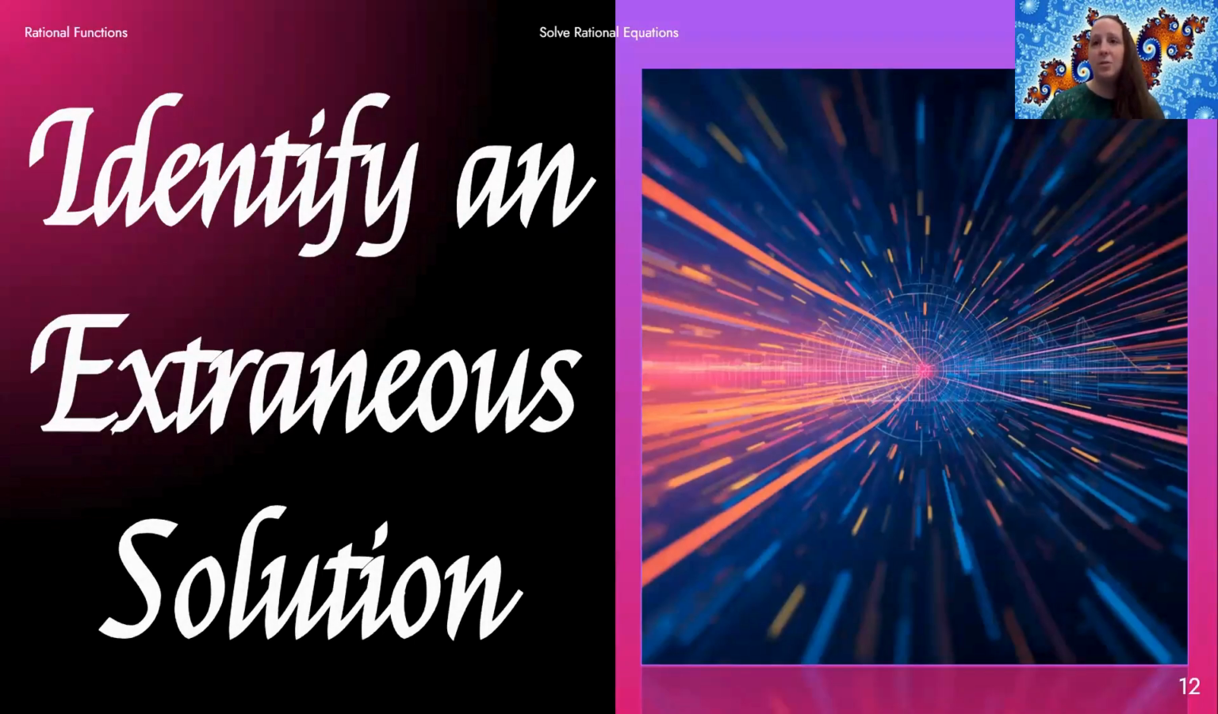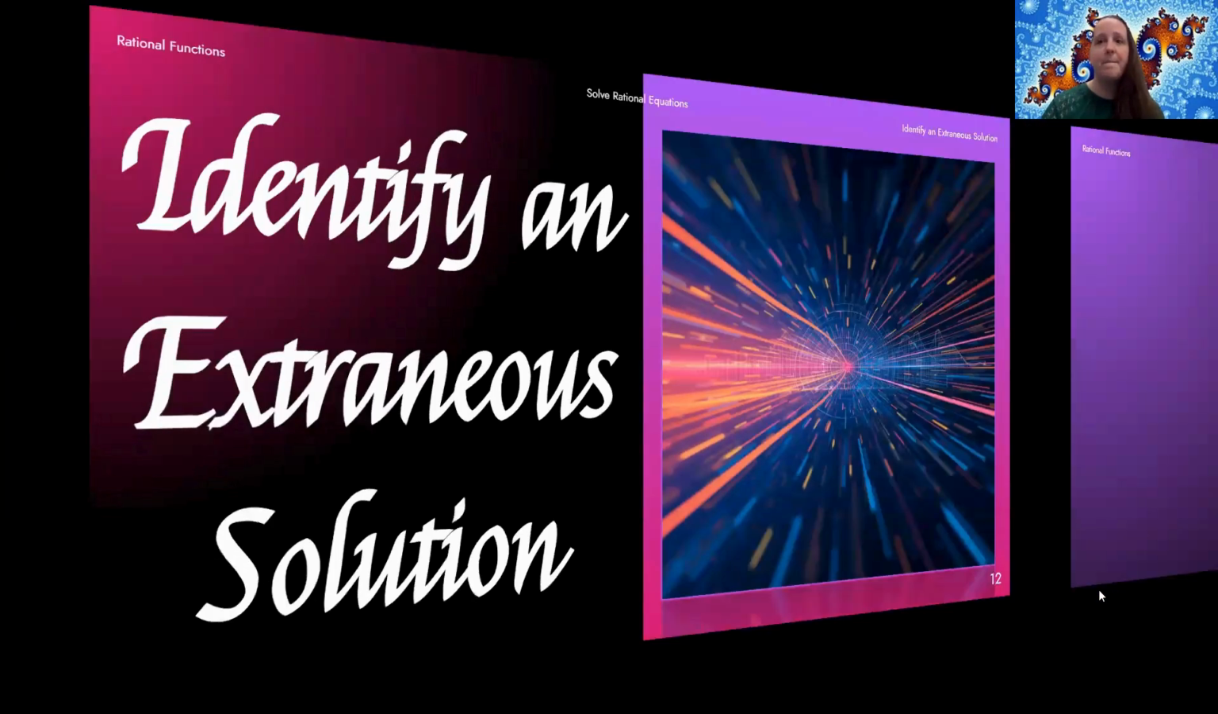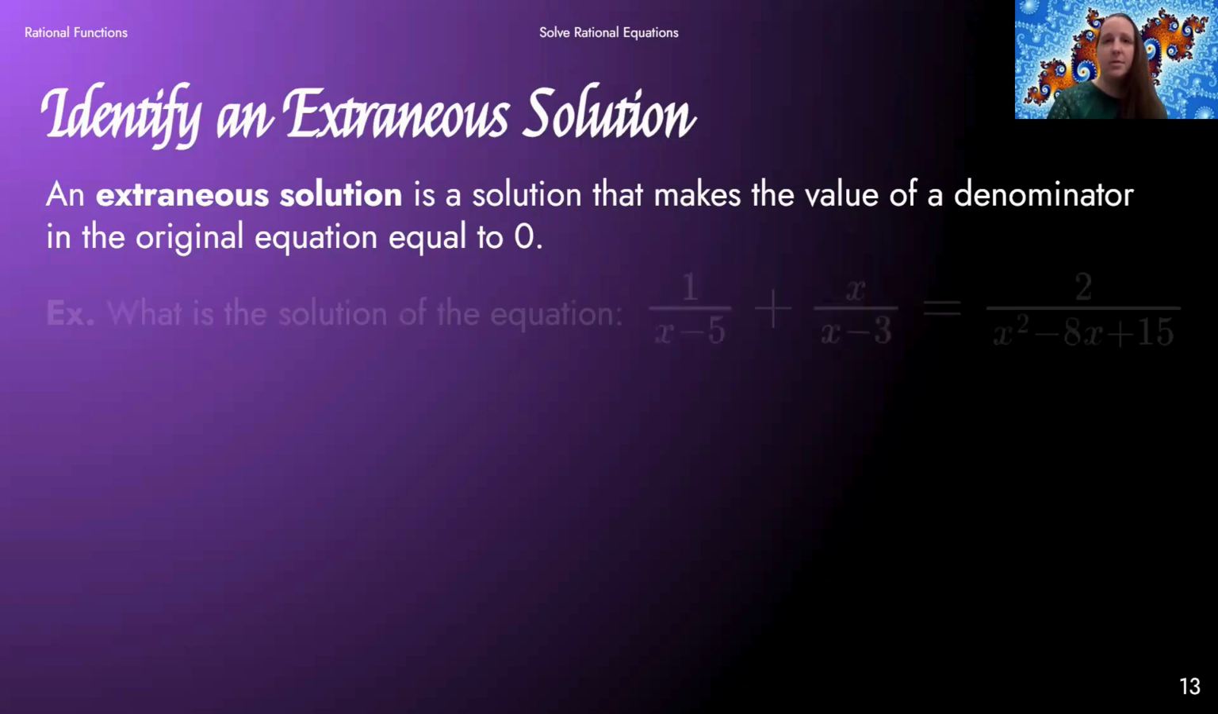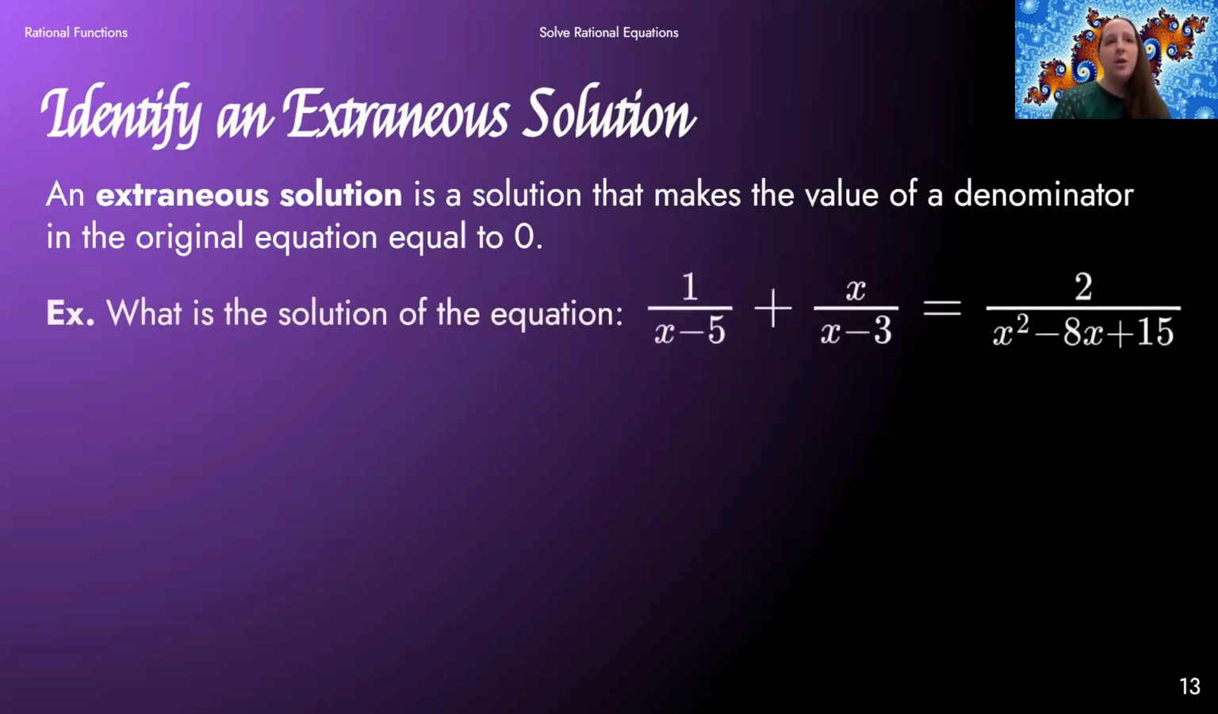Identify an extraneous solution. Identifying an extraneous solution. So an extraneous solution is a solution that makes the value of a denominator in the original equation equal to 0. So I want to know what the solution of the equation 1 over x minus 5 plus x over x minus 3 equals 2 over x squared minus 8x plus 15 is.